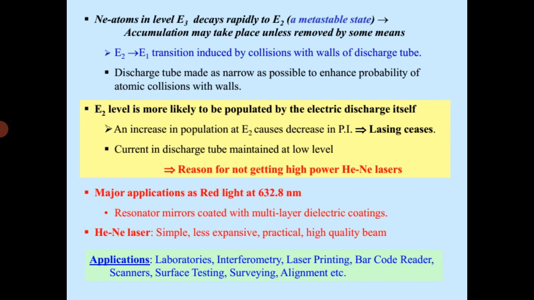Applications: the helium neon laser is used in laboratories, interferometry, laser printing, barcode readers, scanners, surface testing, surveying and alignment. This is all about the helium neon laser. The helium neon laser is part of gas lasers.